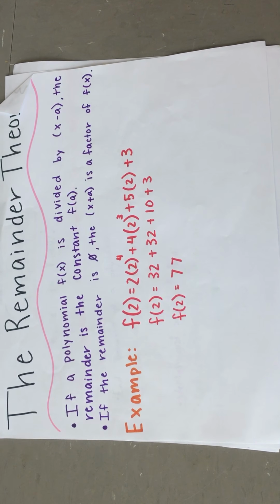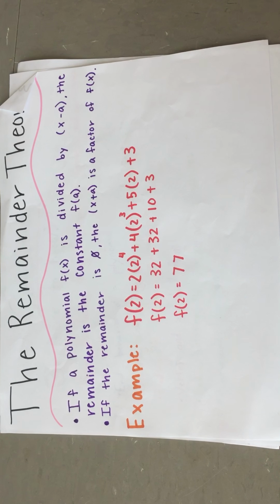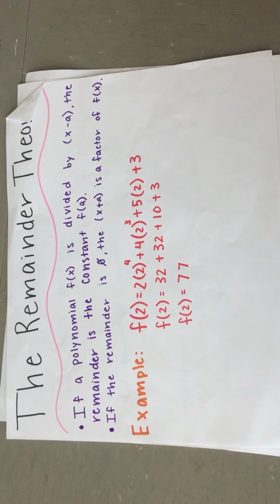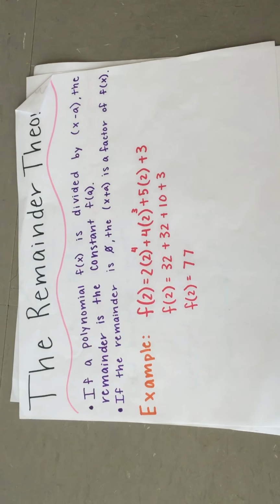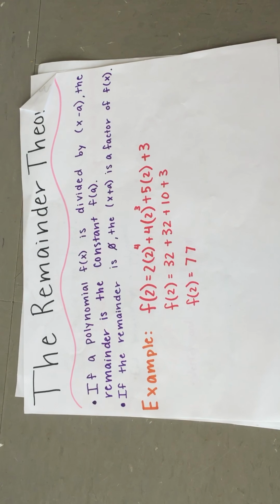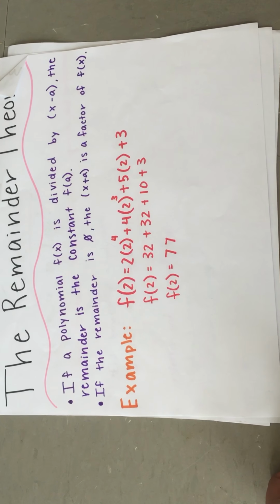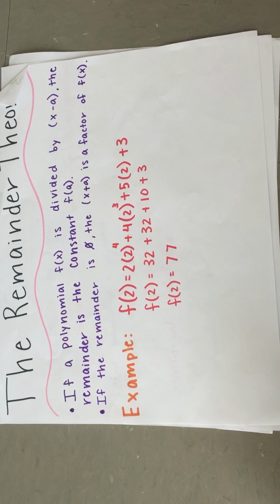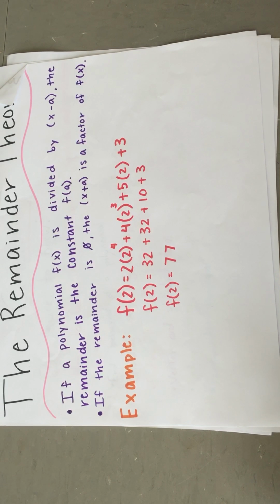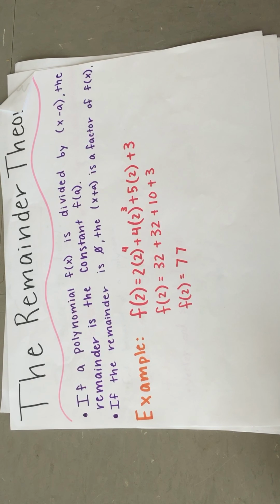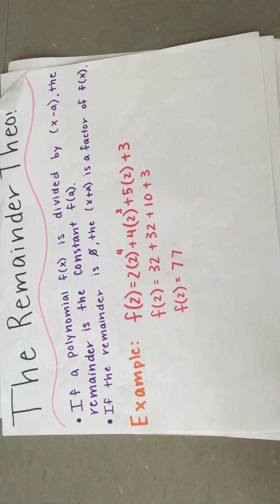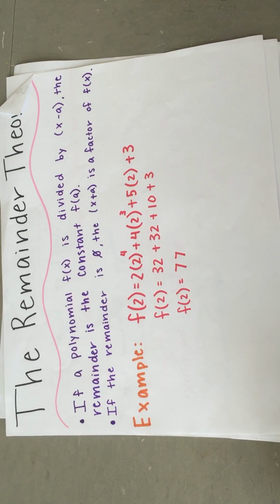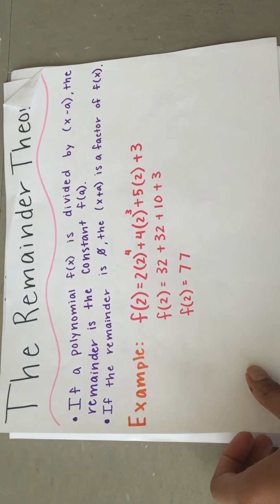The remainder theorem. If a polynomial f of x is divided by x minus a, the remainder is the constant f of a. If the remainder is 0, then x minus a is a factor of f of x. For example, f of 2 equals 2 times 2 to the 4th plus 4 times 2 cubed plus 5 times 2 plus 3. f of 2 equals 32 plus 32 plus 10 plus 3, and then f of 2 would equal 77.